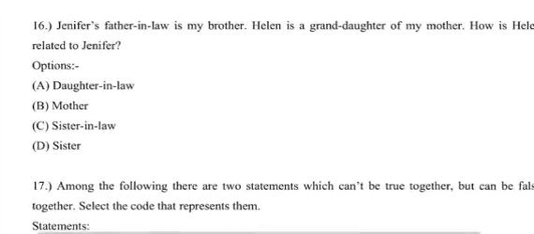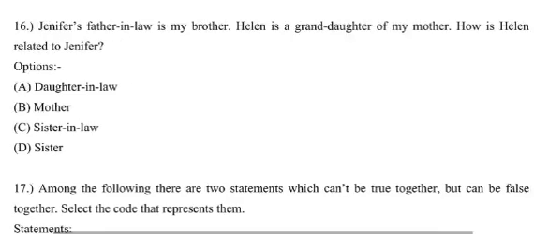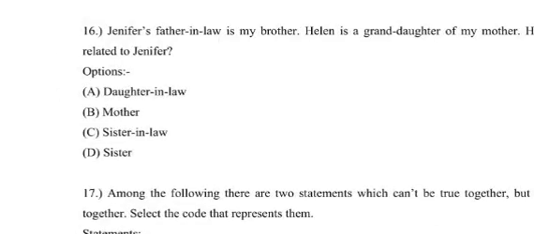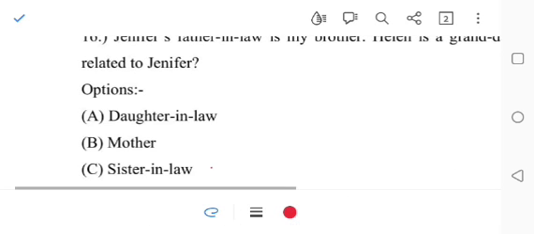Jennifer's father-in-law is my brother. Helen is a granddaughter of my mother. How is Helen related to Jennifer? Daughter-in-law, mother, sister-in-law, sister. It will be number C, sister-in-law.